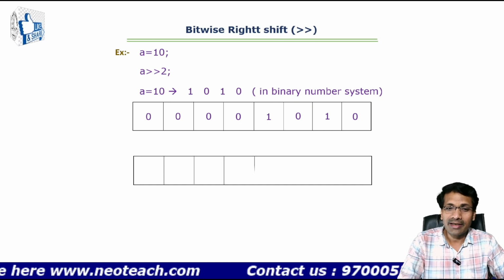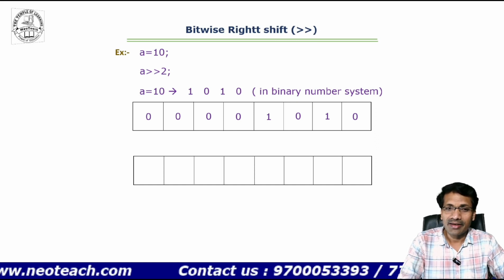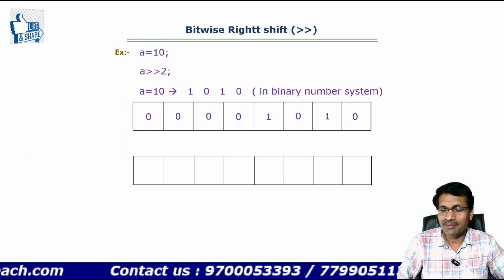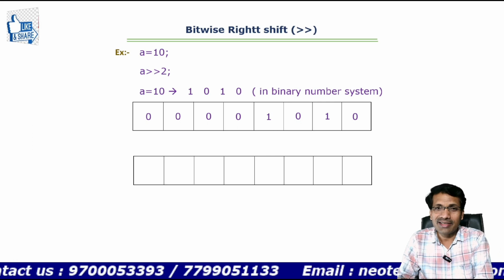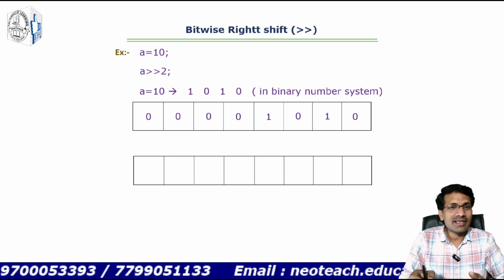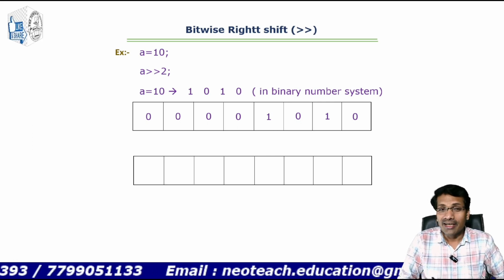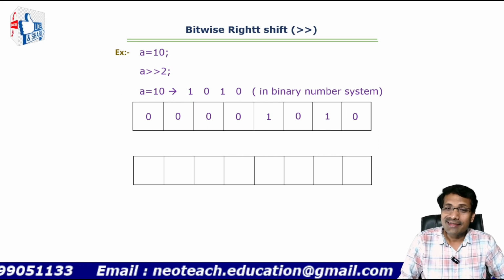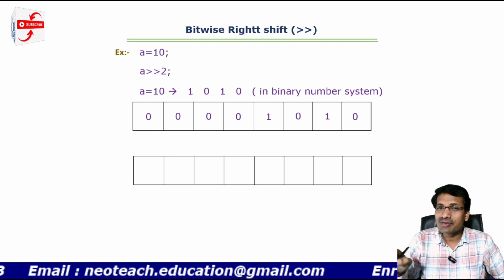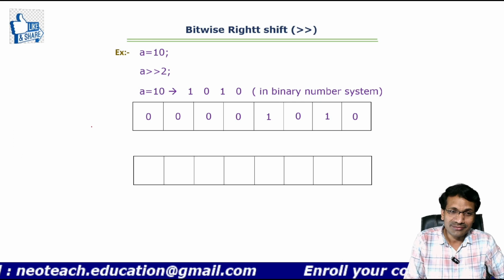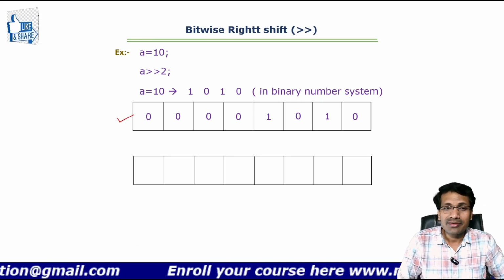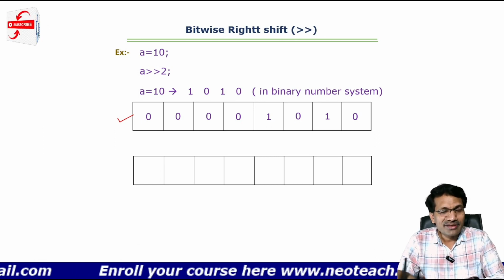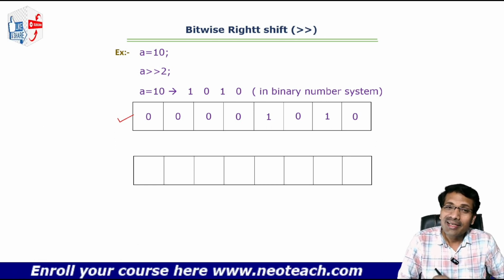Now I am taking the empty byte to process. Now I am going to perform the right shift, remember. In the left shift, we started from the right side, because we were moving towards the left side. Now we are moving towards the right side, so we are going to start with the left side.